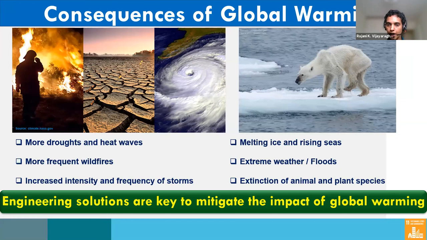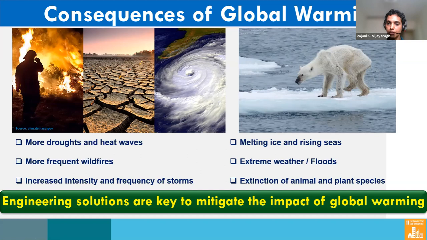And also another thing is the loss of biodiversity. So this global warming is a major cause of the massive extinction of many animal and plant species. And you can see a picture here. You can see a very horribly thin polar bear. If the ice melts, it doesn't have food or place to go. So what happens is that eventually these species will go extinct.